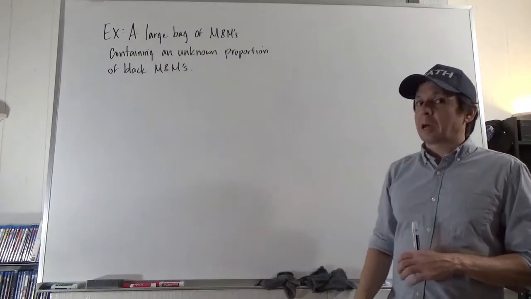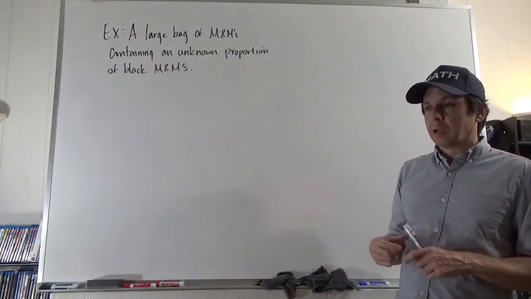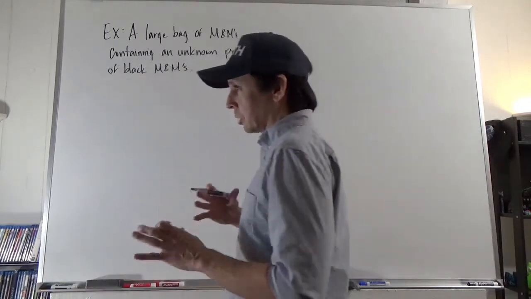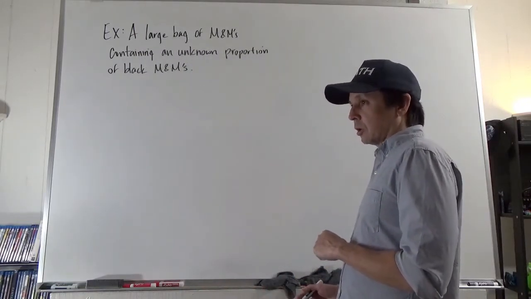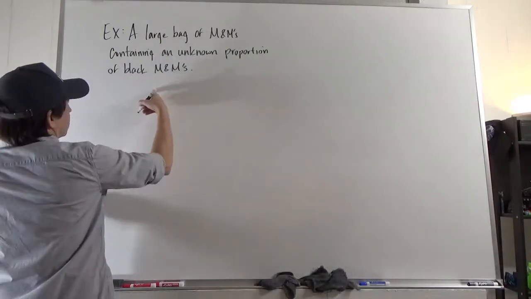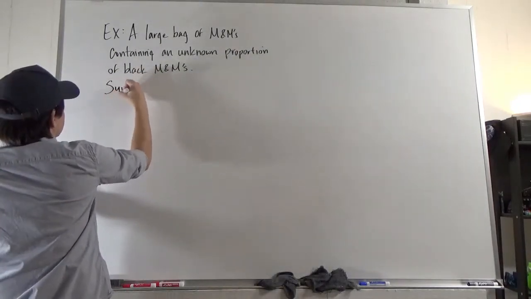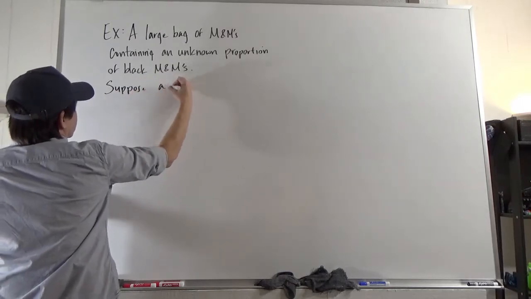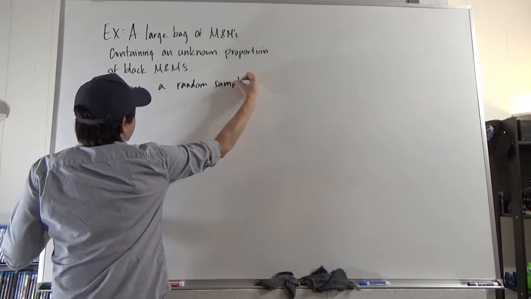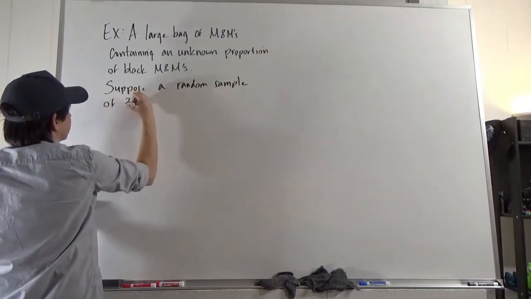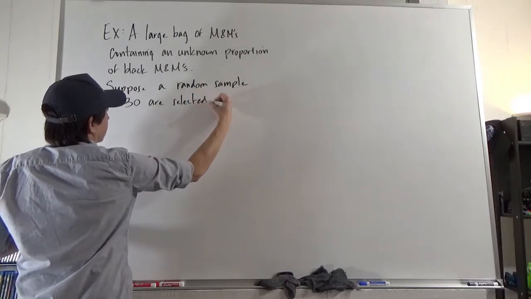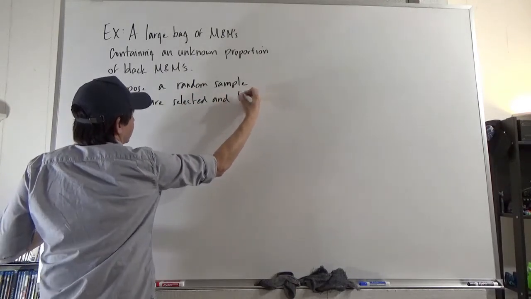So this is the purest form of what we're trying to do: estimate an unknown proportion of black M&Ms in a bag, not by counting all the M&Ms in the bag, but by simply taking a sample of them and getting some probabilities and confidence levels. In this case, we're going to do a sample of 30 M&Ms. Suppose a random sample of 30 are selected and 18 are black.